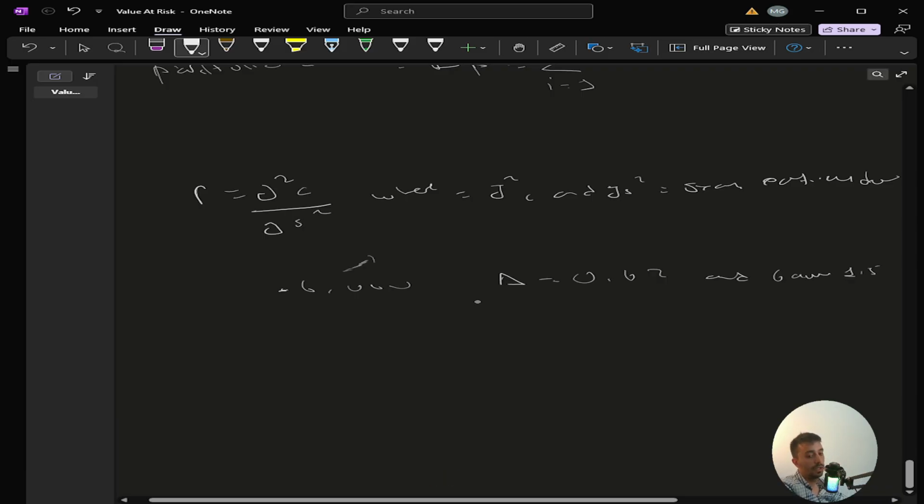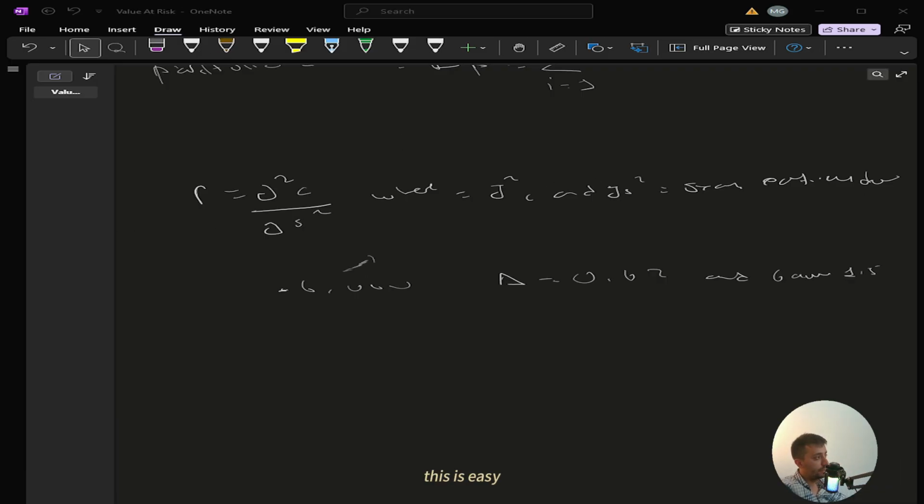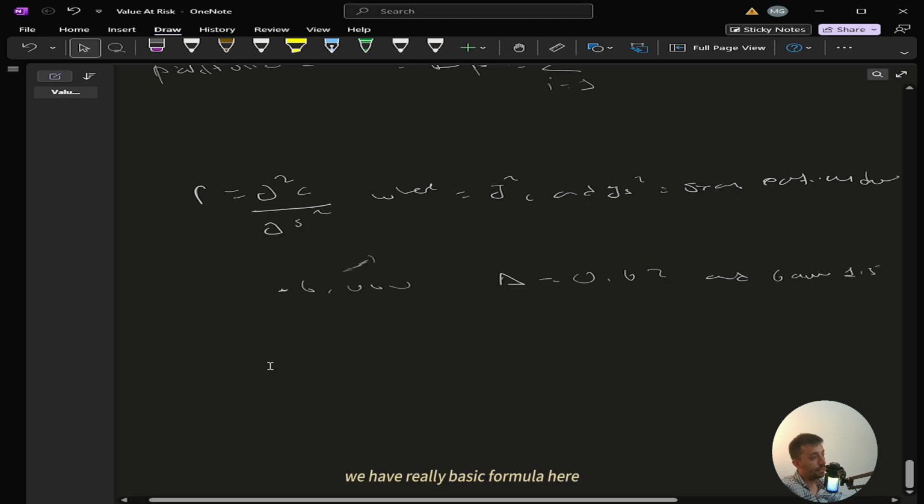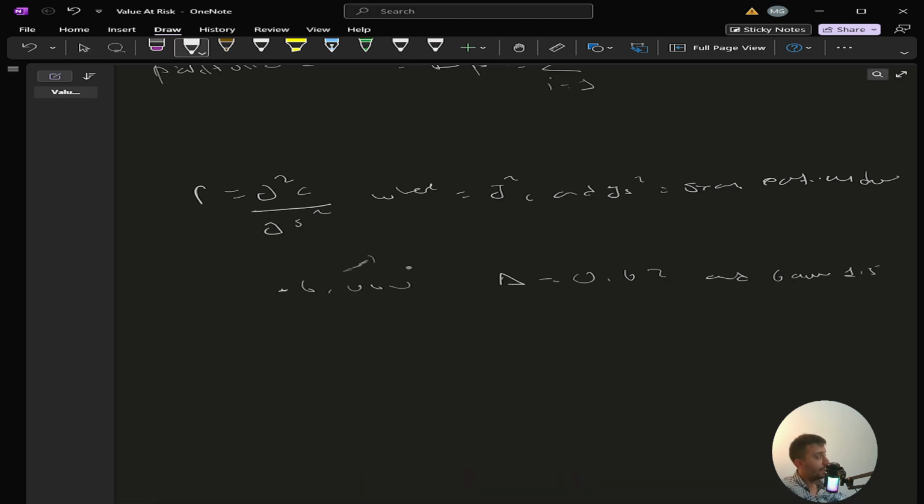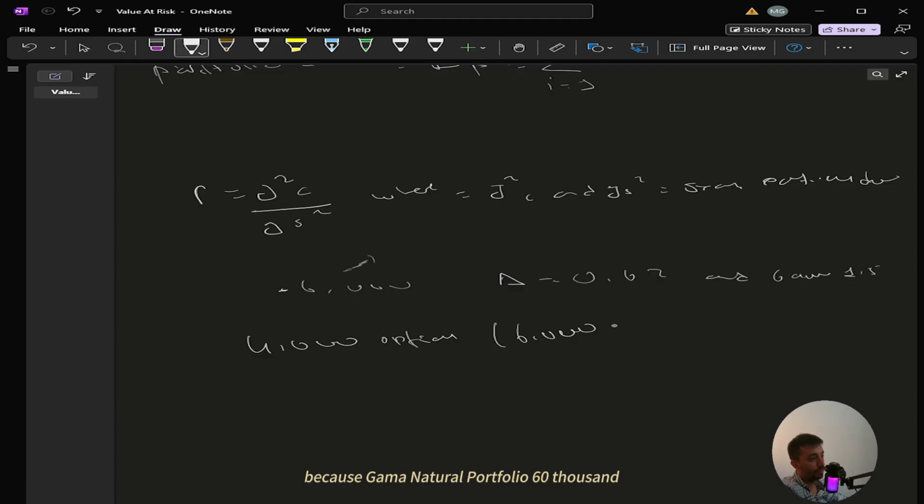Guys, this is easy. We have a really basic formula here. For the gamma hedge, we must first buy 4,000 options. Why? Because to make the portfolio gamma neutral, 60,000 divided by 1 point, this is delta 1.5, is equal to 4,000.